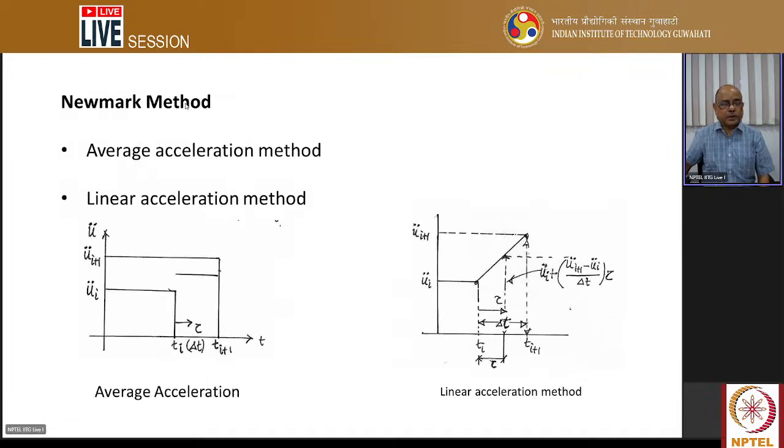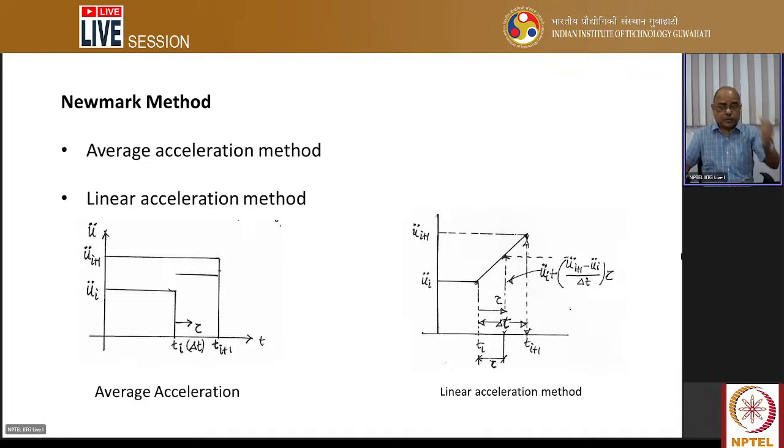Then the Newmark method is called. Some authors prefer to call it the Newmark beta method because here beta is a parameter which plays a significant role in the numerical integration. So there are two methods: the average acceleration method and the linear acceleration method. Between two small time steps, Ti and Ti plus 1, in the average acceleration method, we assume that the acceleration is constant and it is the average of the acceleration at the time steps I and I plus 1.